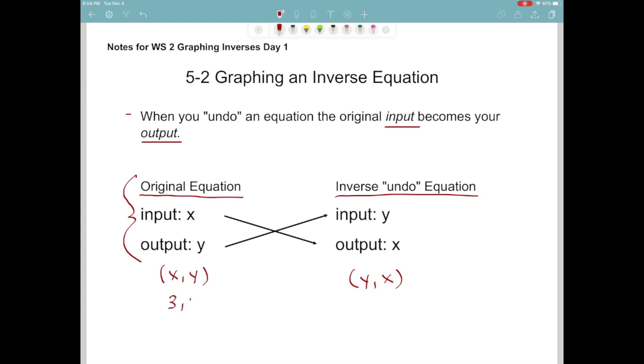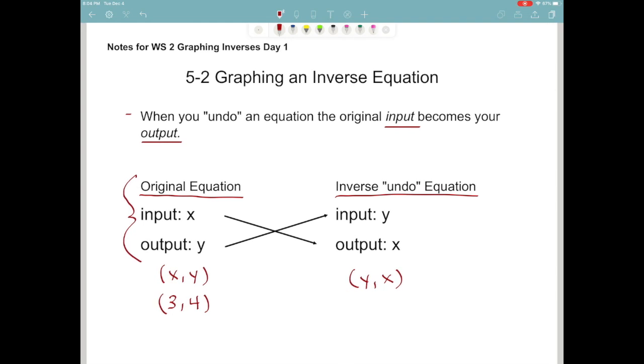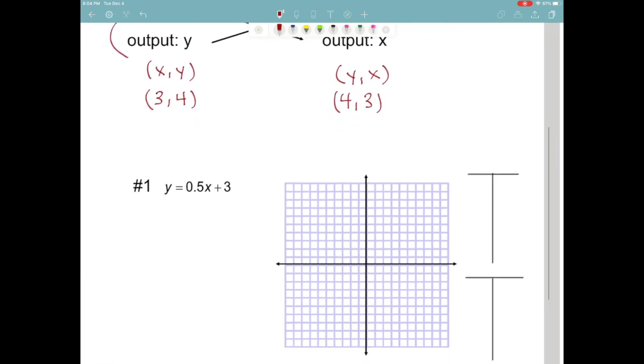If you want to look at it in terms of numbers, that might make a little more sense instead of all these letters. If (3, 4) was in our original function, then in our inverse function, the point (4, 3) should be a point on that graph. All right, so today we're going to graph some of these. We're going to start out here with number 1.